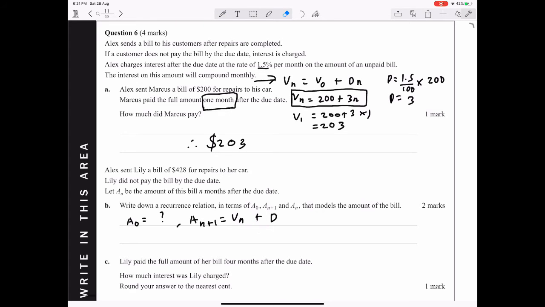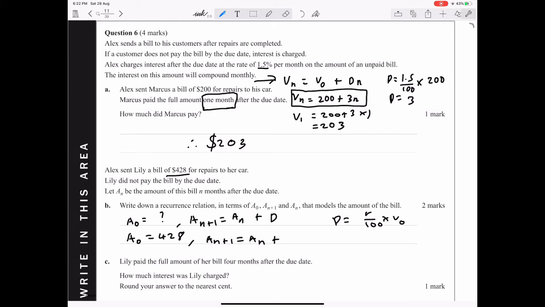So therefore it's plus because it's interest, and therefore now we just got to find the values. So we know the initial here is $428 because that's the bill Lily was sent. So A0 equals 428, comma, AN plus 1 equals AN plus D. So D equals R on 100 times V0. That's the formula you should know for D.